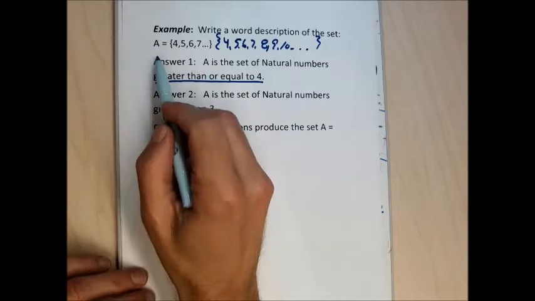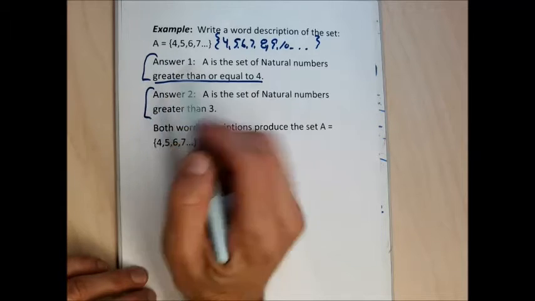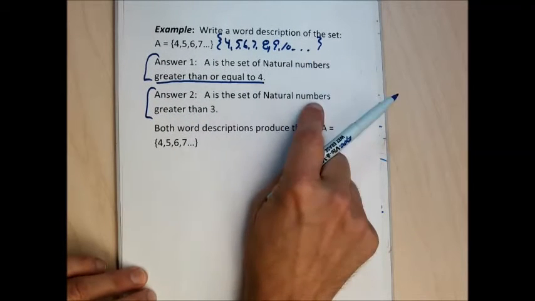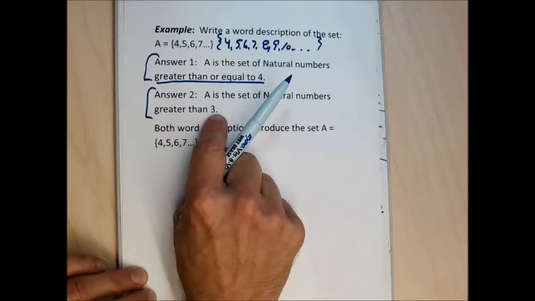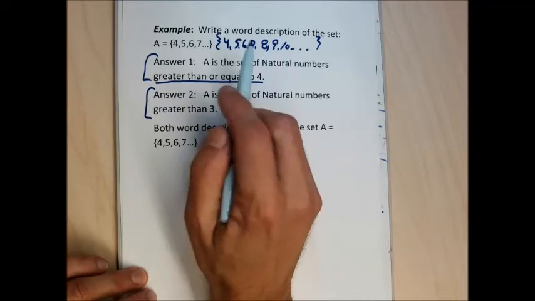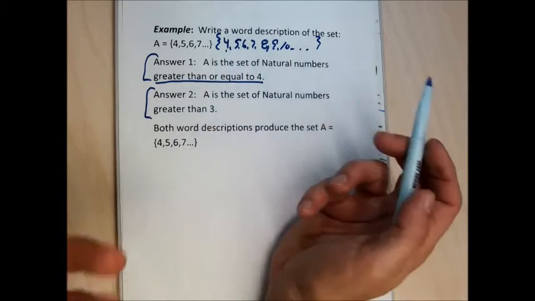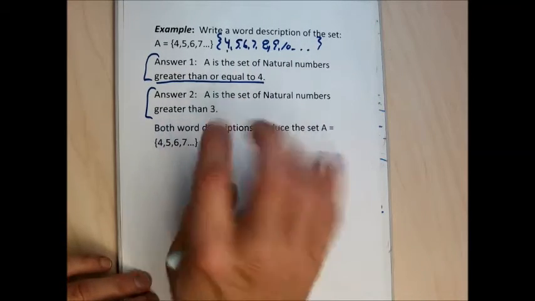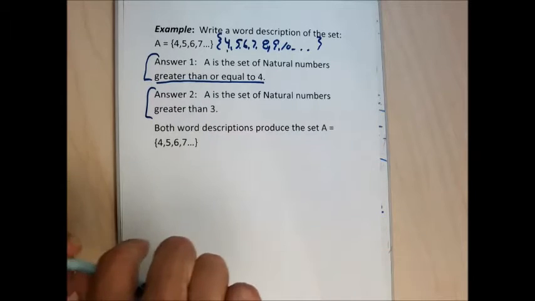An alternate way to write this that is equally good is saying A is a set of natural numbers greater than 3, because greater than 3 doesn't include 3, but it only includes the natural numbers greater than 3, and 4 is the first natural number greater than 3. So both of these word descriptions would give me the set 4, 5, 6, 7.